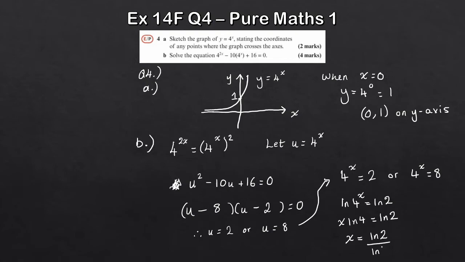So x = ln 2 divided by ln 4. And if you put that in on your calculator, what you will get is 1 over 2 for that one. So 1 over 2.